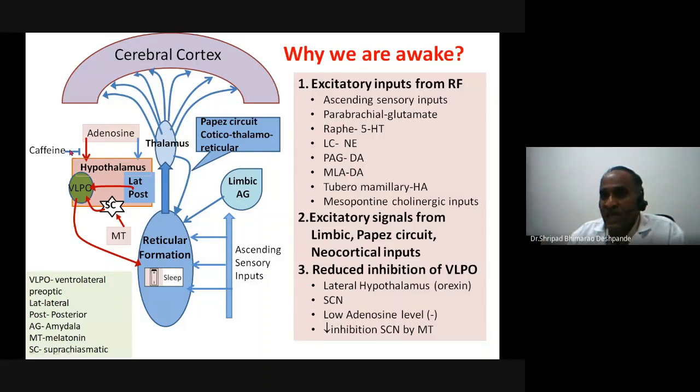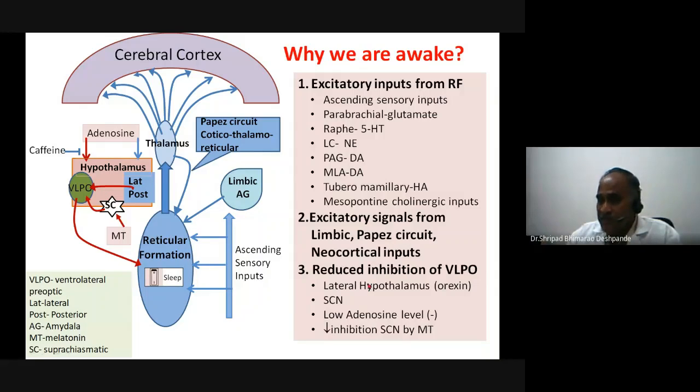Now caffeine is a drug which blocks the adenosine receptors, and that is why when we consume caffeine or theophylline, which is present in tea, that will block the adenosine receptors, and that would keep us awake. By blocking this action, the VLPO is less stimulated, less GABA.